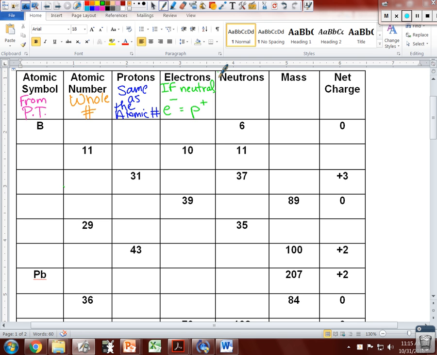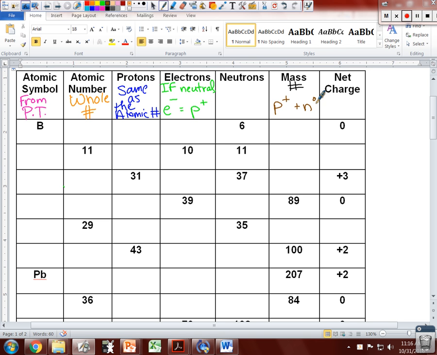Now, a little housekeeping tip real quick. Right here, add the hashtag or pound sign for me. Okay, so mass number. We just took a quiz on that. What is the mass number? Say it again. Very good. It's the protons plus the neutrons.